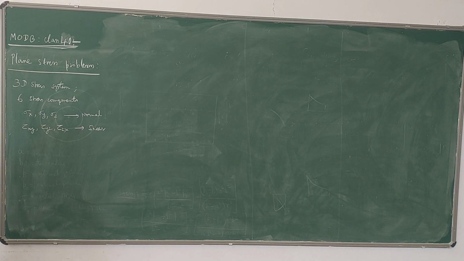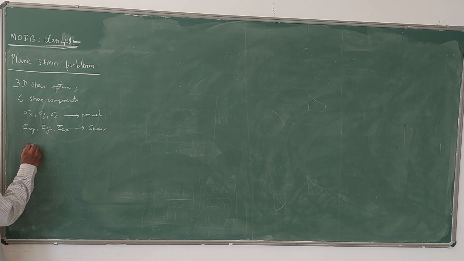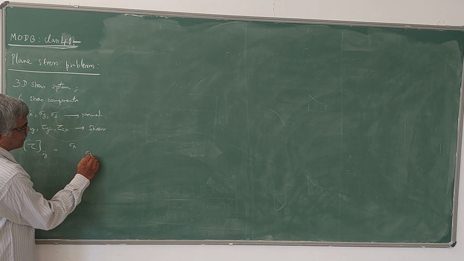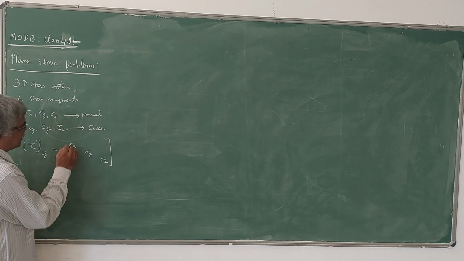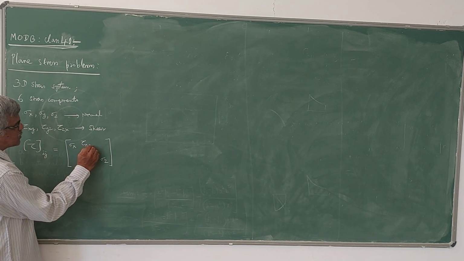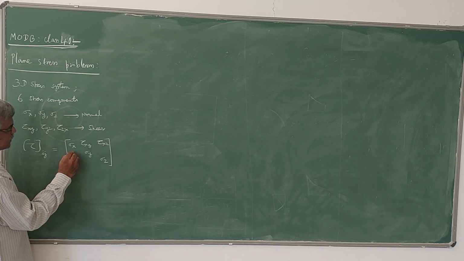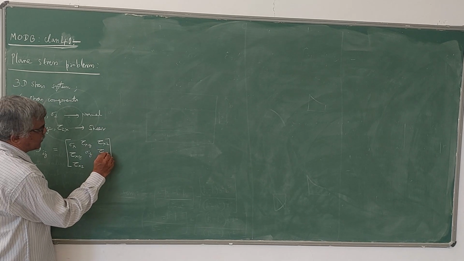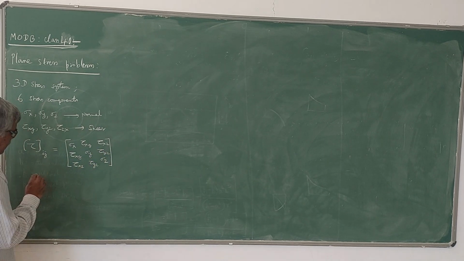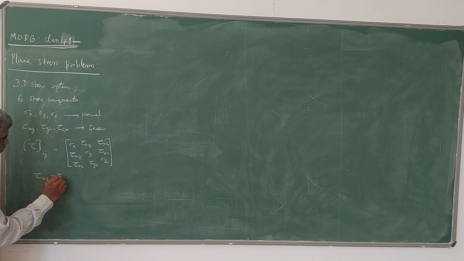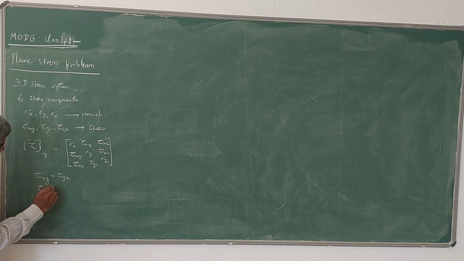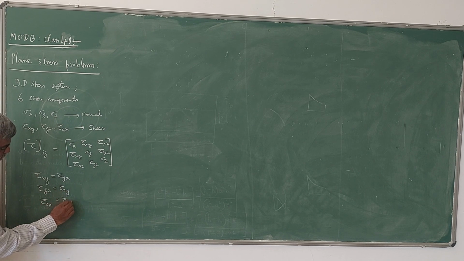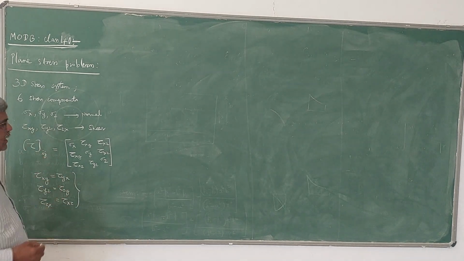Totally, we have six stress components, which can be represented in the form of a stress tensor. Like this: sigma x, sigma y, sigma z form the principal diagonal elements. Tau xy, tau xz, and it is symmetric, therefore this will be tau xy, tau xz, and this will be tau yz, this is also tau yz. So you know that tau xy is the same as tau yx, tau yz is the same as tau zy, tau zx is the same as tau xz. These are the things we have learned already.